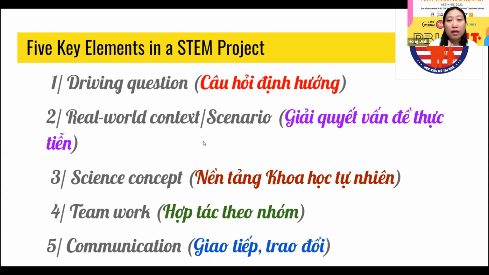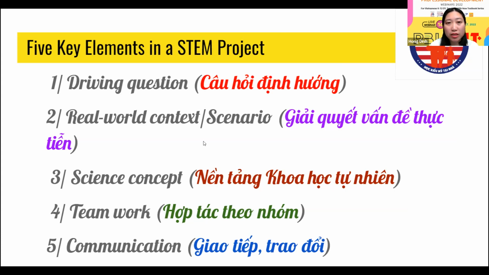The second component is a real-world context or scenario. Does this project really address a problem in real life? Later on, I will give you an example of a STEM project that I did with my 3rd graders. And then, what is the science concept behind it?